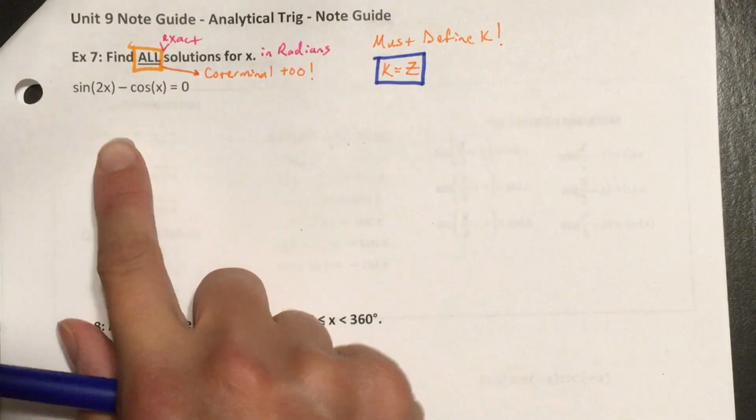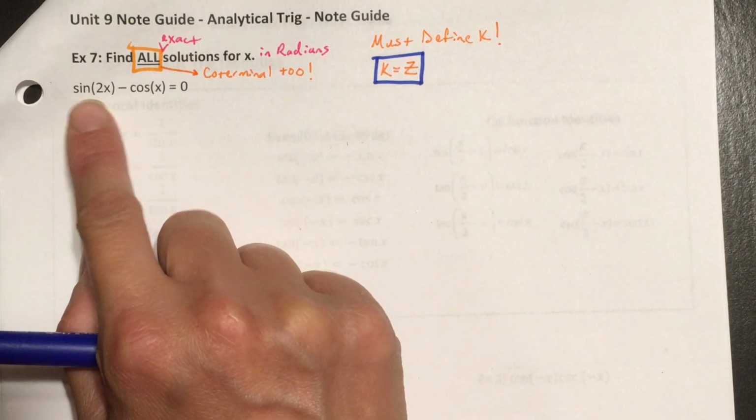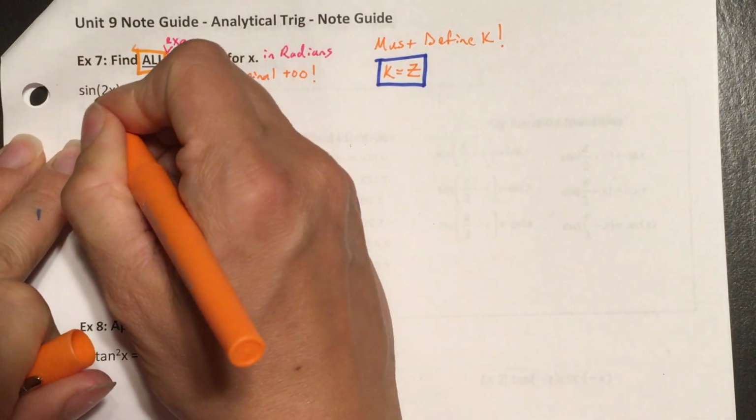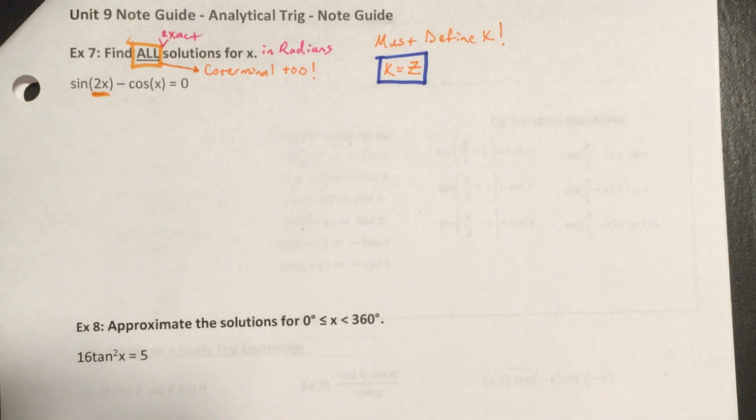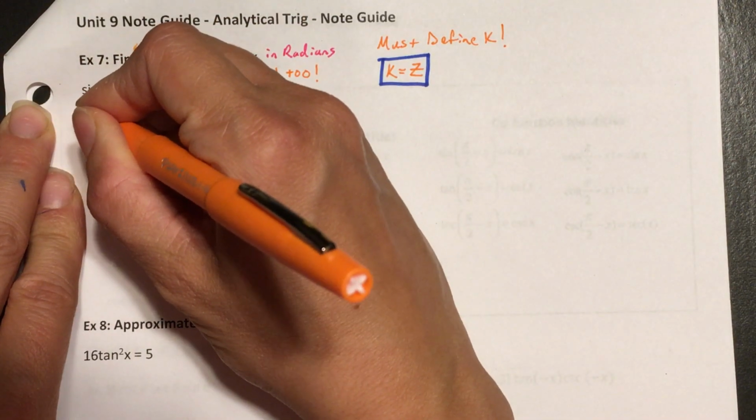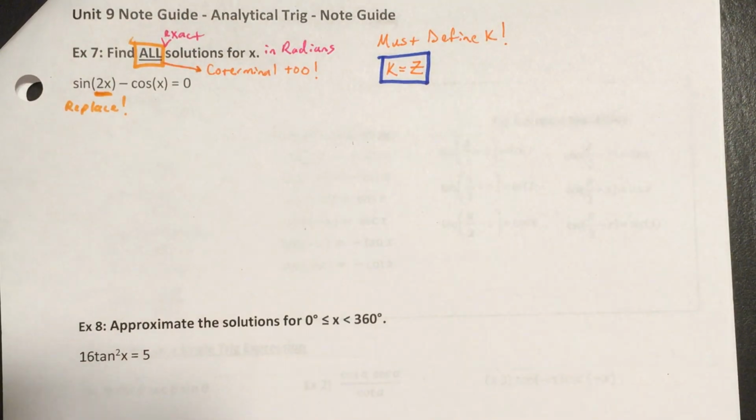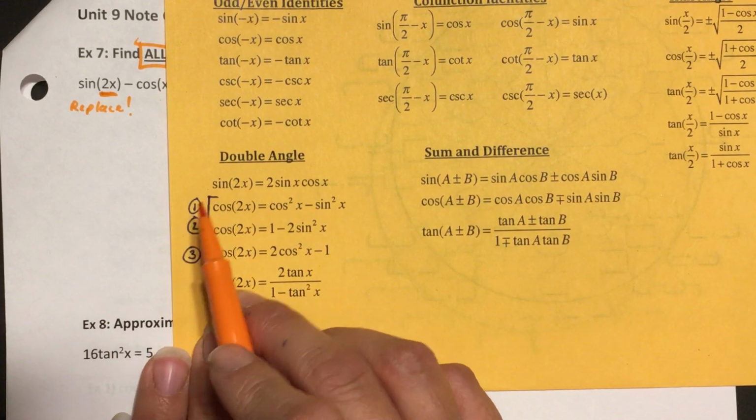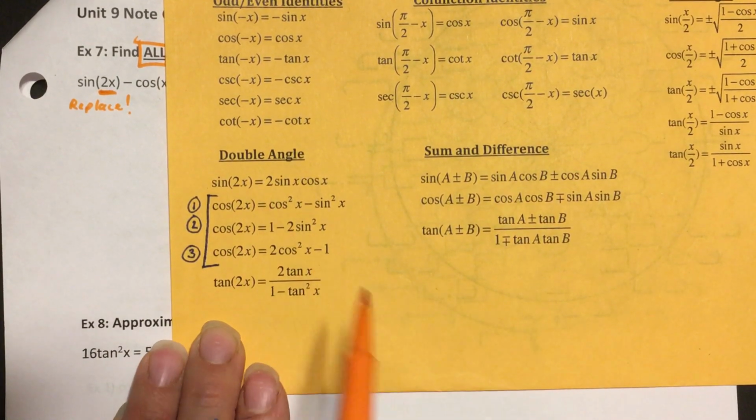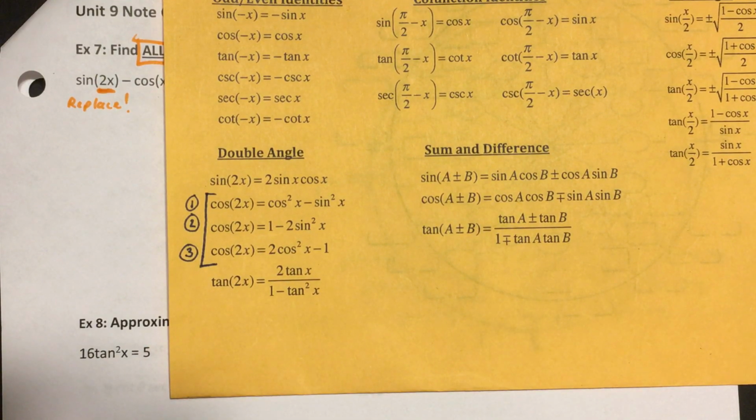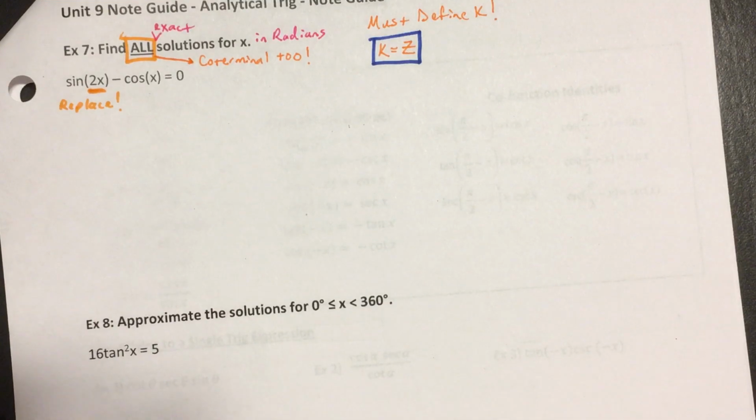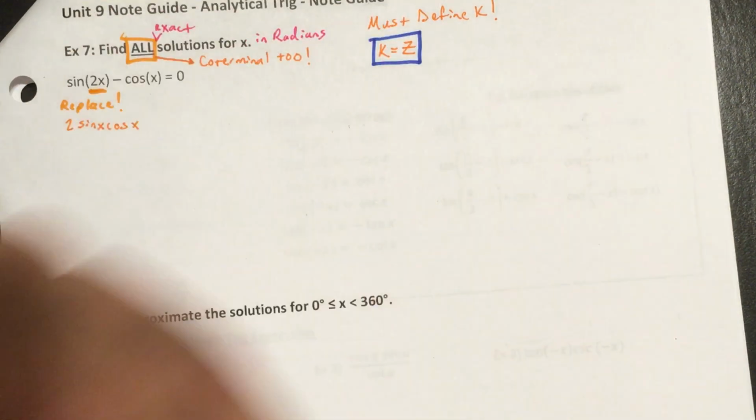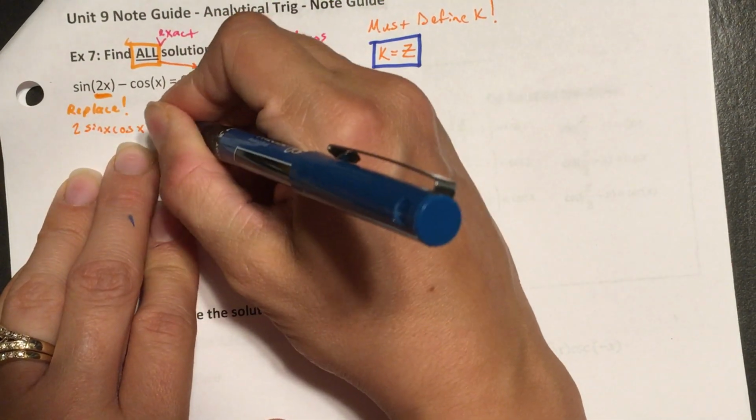Alrighty, folks, so we start by looking at the setup. We've got sine of 2x minus cosine x. So we see that we have the double angle, so sine of 2x, so we have to replace it. So if I look on my happy little formula sheet, we see that the sine of 2x only has one variation. So sine of 2x is just straight up equal to 2 sine x cosine x. So we will replace it. So 2 sine x cosine x. Then we've got our minus cosine x.